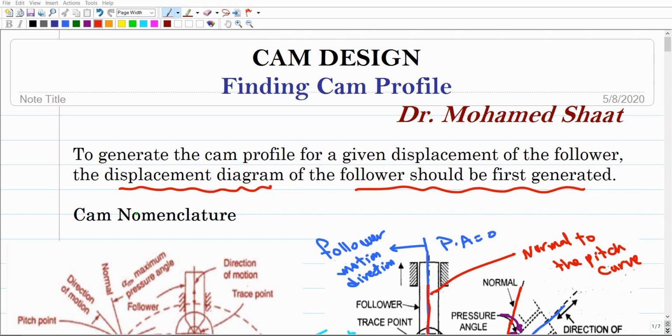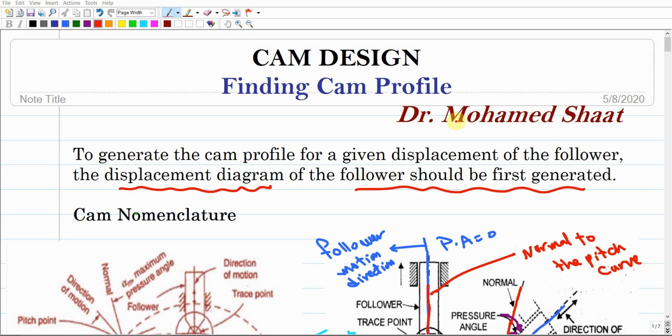We said that the follower would exhibit different types of displacement, like simple harmonic motion, circular motion, parabolic motion, and so on. So we discussed how we can generate these different types of follower motion over the previous videos. In this video, I'm going to show you how, starting from the displacement diagram, we can extract the cam profile or the cam shape that is needed to provide the follower motion as already described through the displacement diagram.